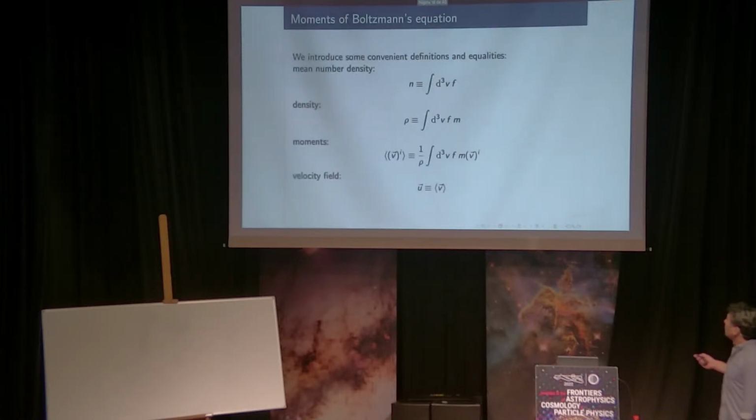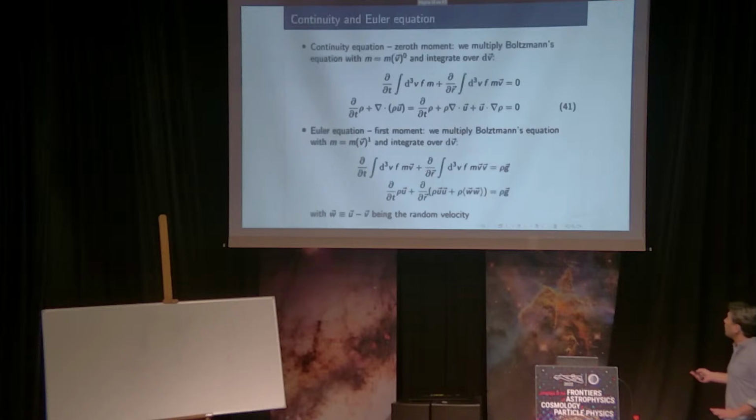Now, you can introduce some convenient definitions: the mean number density as the integral over the velocities of this distribution function, the density when you weight them with the mass, and the moments when you weight them additionally with the velocity to some power. The velocity field would be just with i equal to 1, that would be the mean velocity field, okay? This shouldn't be anything new to you. Now, of course, the different moments will lead to the continuity equation or to the Euler equation, okay?